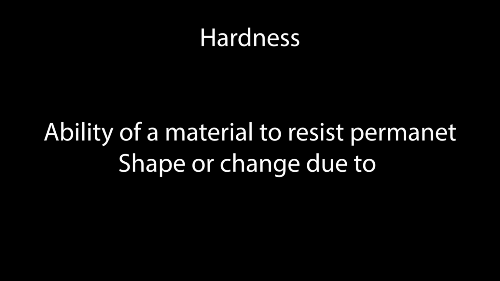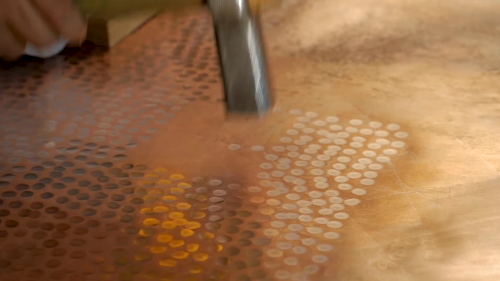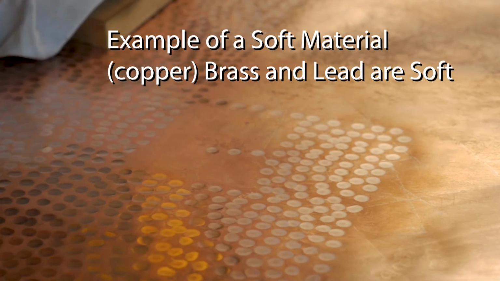Hardness. Hardness is the ability of a material to resist permanent shape change due to external stress. Therefore, there are various characteristics or measures of hardness: scratch hardness, indentation hardness, and rebound hardness.